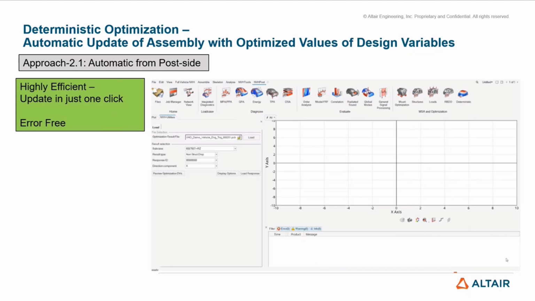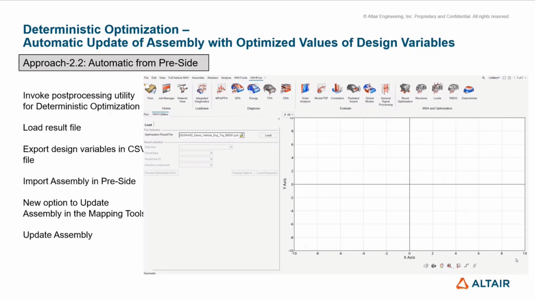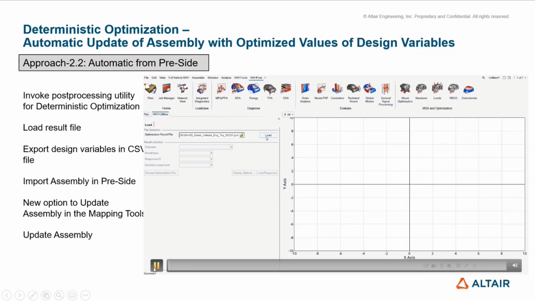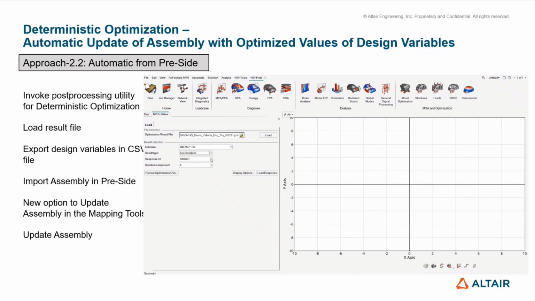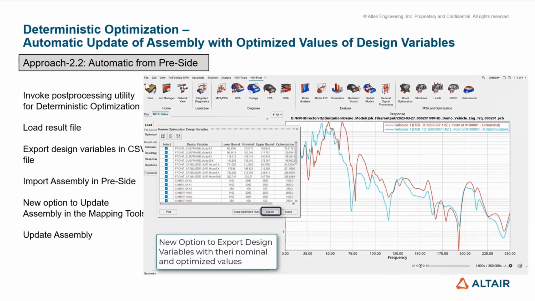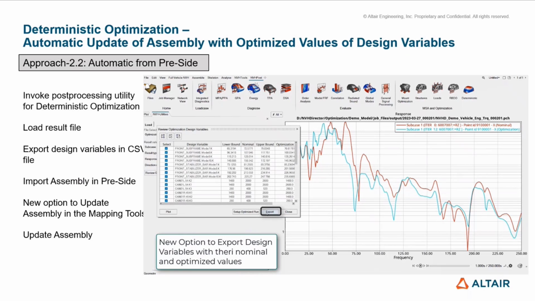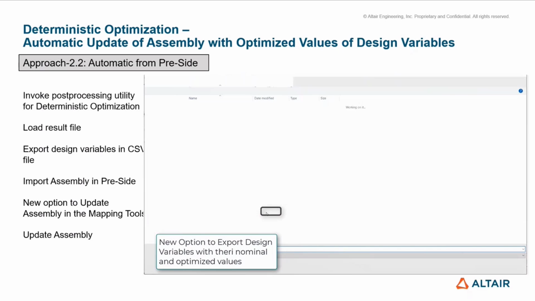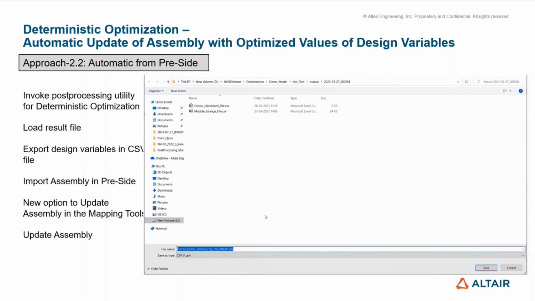So this is from the post side. We have also made it possible from the pre side. The way it works here is you first go to the post-processing side. As we discussed, you have to load the response, and review the response comparison, baseline versus optimized. When you go to the review optimized tab, there is a new option called export, which is available here. When you click on this, it will write out a CSV file with information on the design variables along with their nominal and the optimized values.